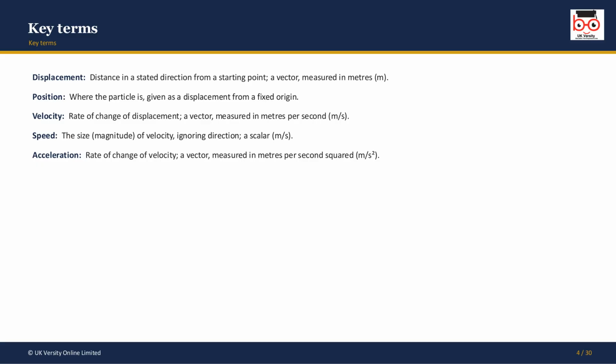Let's get the vocabulary straight first. Displacement is the distance in a stated direction from your starting point, a vector measured in meters. Velocity is the rate of change of displacement, again a vector, measured in meters per second. Speed is just the size of the velocity with the direction stripped away, so it's a scalar. And acceleration is the rate of change of velocity, measured in meters per second squared.